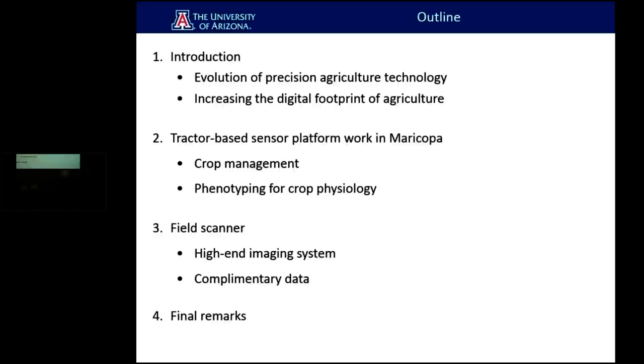Then the main topic of my talk will be on points 2 and 3. We are very active with ground platforms, what we call the tractor-based platform. It's so important, and we are doing very good work with that, so I thought it relevant that I present to you some of that material. And Rafi was making reference to number 3, the field scanner. So bear with me, I'll get you enough information, but I want you to have, again, a broad view of our work in Maricopa.